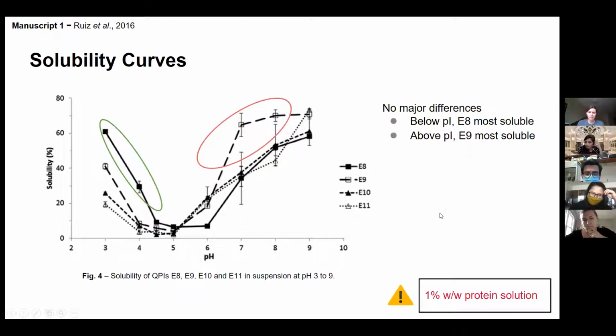And then for solubility curves, below the pI, we see that E8 is the most soluble, but above the pI, we see E9 is the most soluble. But overall, there's not many major differences. And the reason why we don't see a lot of solubility for E10 and E11 is due to the same reasons we don't see a lot of intensity for the extreme pH bands in the SDS-PAGE. So the authors linked it to those results, saying that there was aggregation, so it wasn't present. It wasn't able to solubilize. And also they used a 1% weight by weight protein solution.